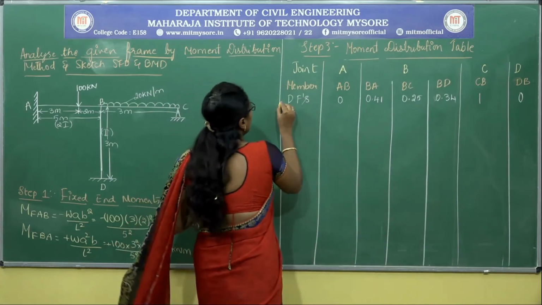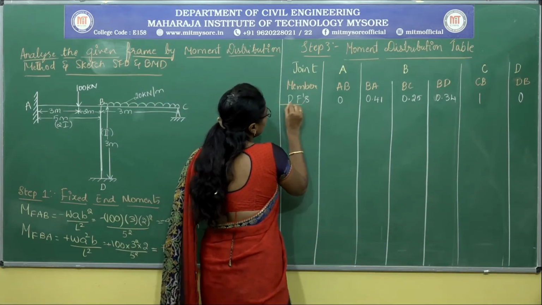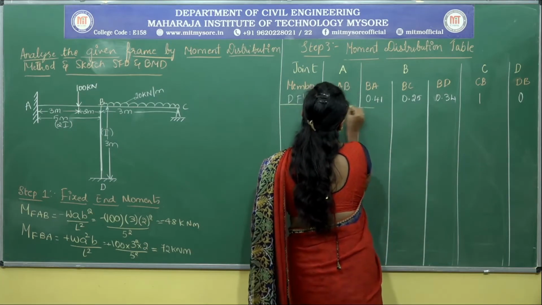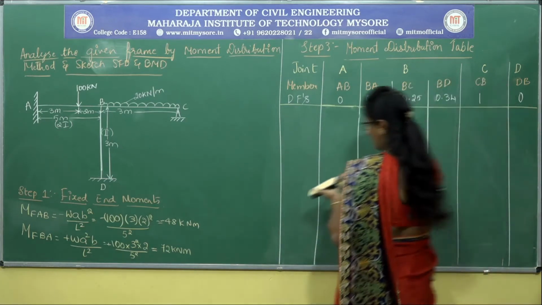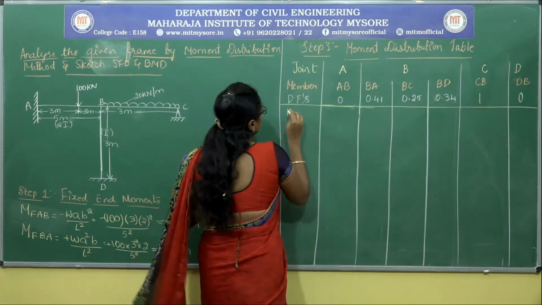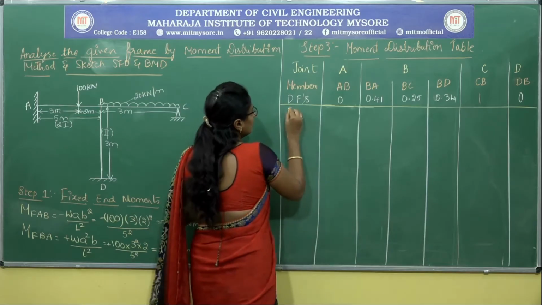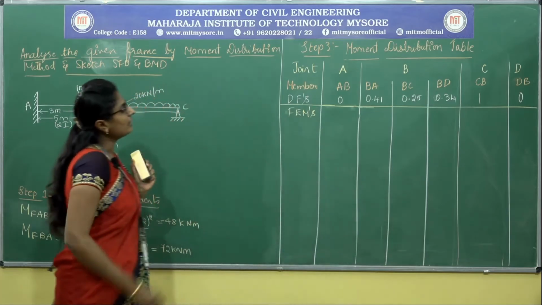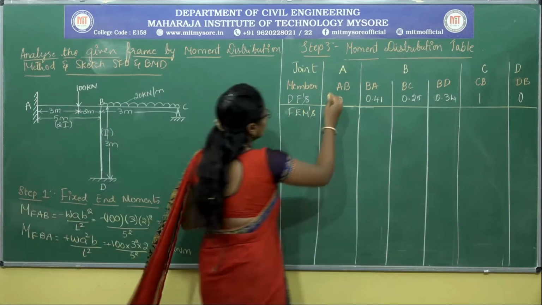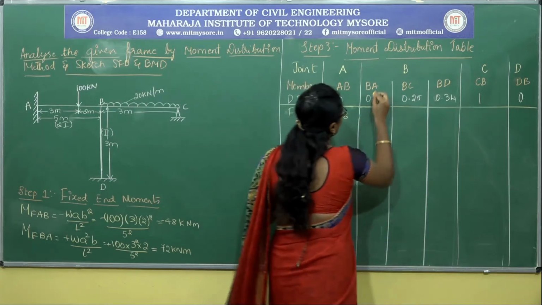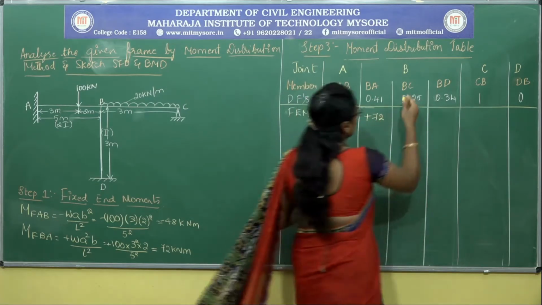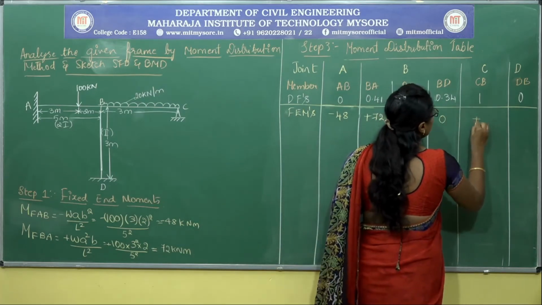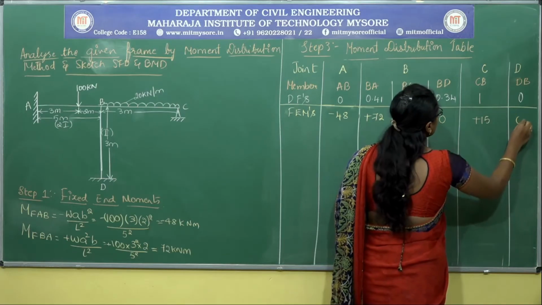Okay, fine. Now we shall take up the fixed end moments. So the calculated fixed end moments for each span is known. For AB, minus 48. For BA, it is plus 72. For BC, minus 15. For BD, it is 0, and for CB it is plus 15 and for DB it is 0.